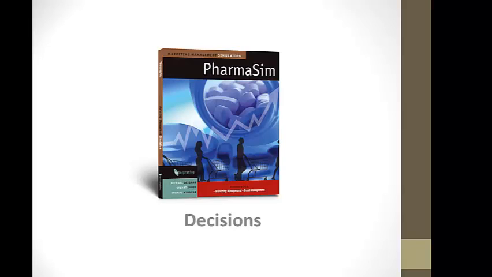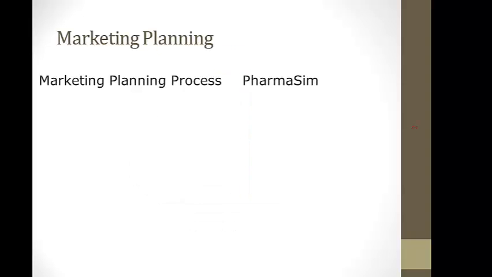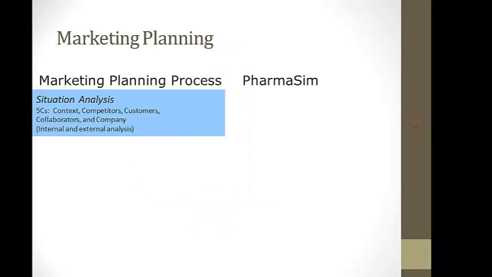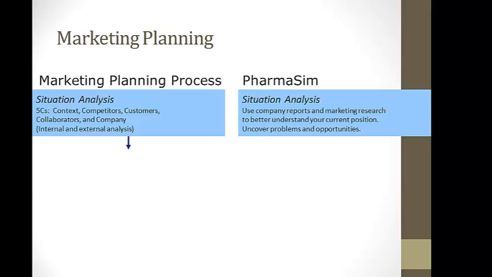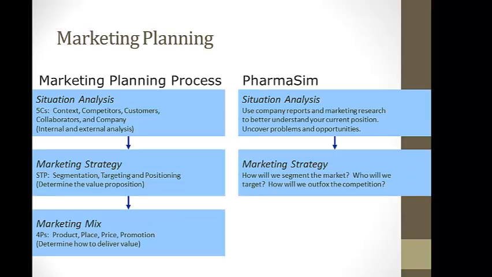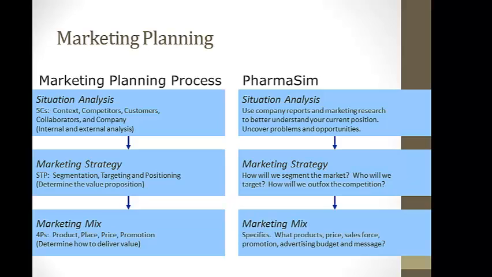In this video lecture, we are going to be discussing the decisions portion of the PharmaSim simulation. We talk about the marketing planning process. In class and in text so far, we've talked about situation analysis, the 5 C's: context, competitors, customers, collaborators, and company. We've talked about marketing strategy in regards to segmentation, targeting, and positioning. And we've talked about the marketing mix: product, place, price, and promotion.